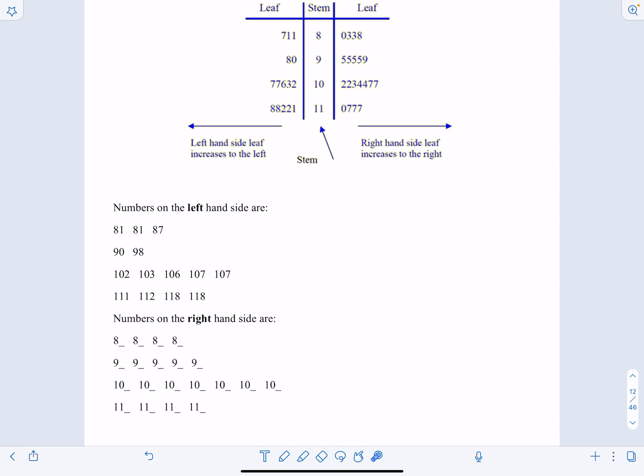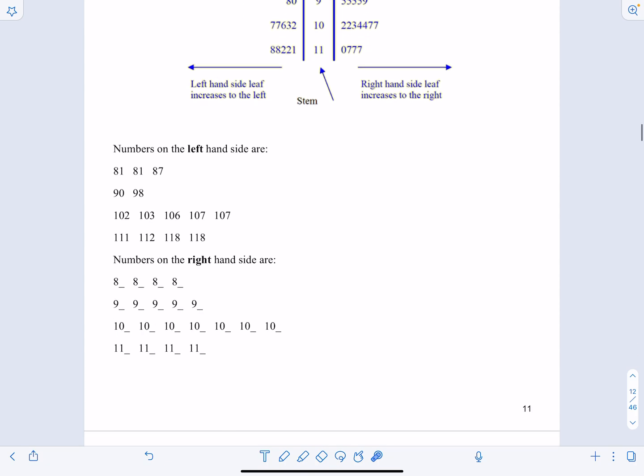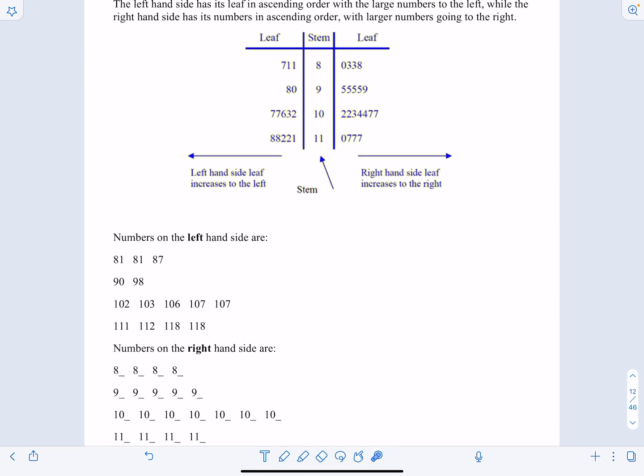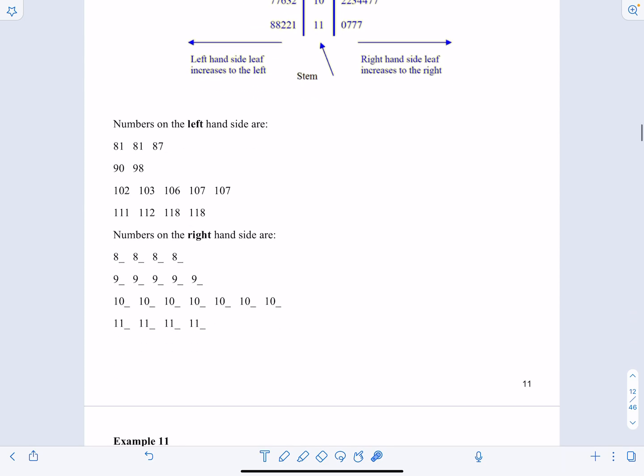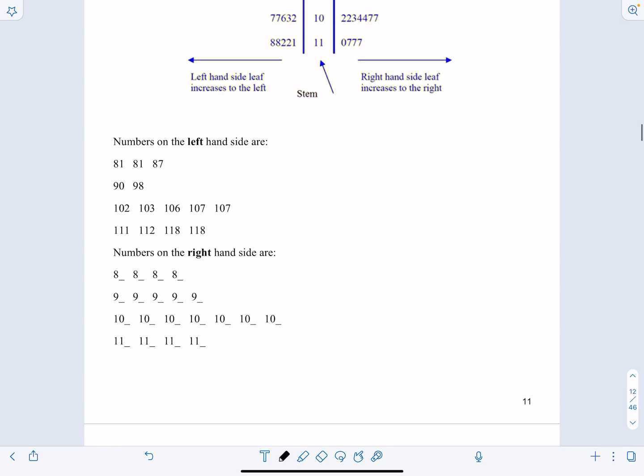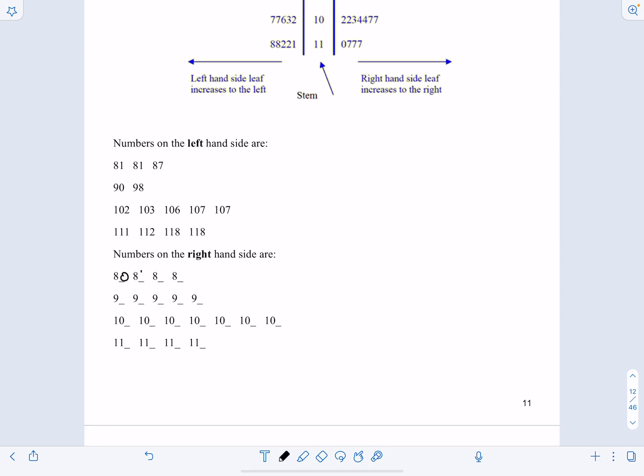Okay, so the left-hand side leaf increases to the left and the right-hand side leaf increases to the right. Numbers on the left-hand side are 81, 81, 90, 102, 103. Now, one thing I didn't mention: once you get into the hundreds, you have a two-digit number in the stems, okay? So only the single-digit unit stays in the leaf. So you can then fill in this bit if you want. I'll help you out. That's just you reading numbers on the right. So you have 80, 83, 83, 88, and you should be able to fill in the rest.